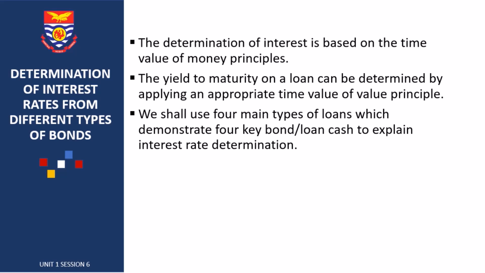The yield to maturity on a loan can be determined by applying an appropriate time value of money principle. So here we will look at four main types of loans which demonstrate the four main types of interest rate determination.